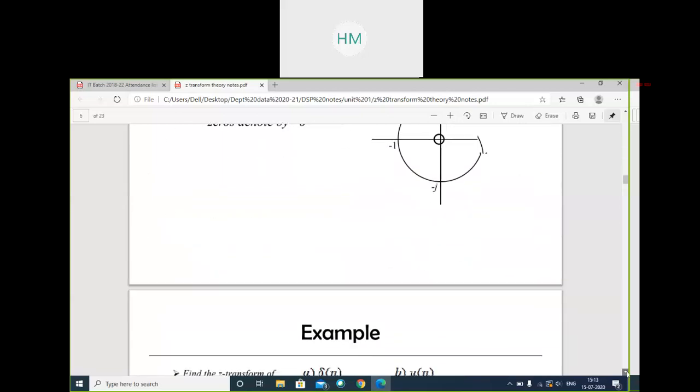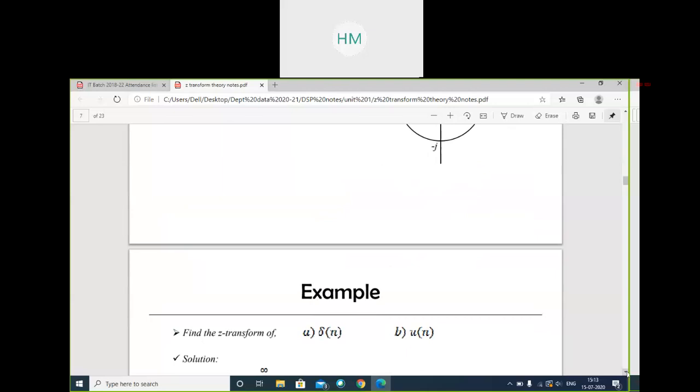Pole zero plot, we all know. Now we will start with the examples. So students, you are having your copy. We will simplify a few numericals. So take out your copy. Yes, very good. And start finding the Z transform of del of n and u of n. A very, very basic example we are taking. Del n is unit impulse and u n is your unit step. So find out and give me answers.